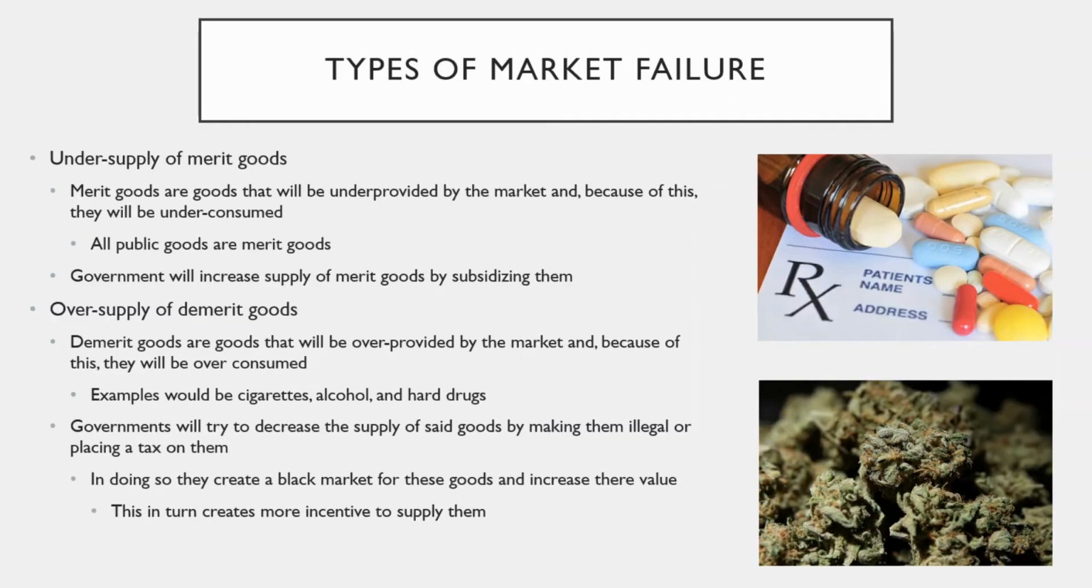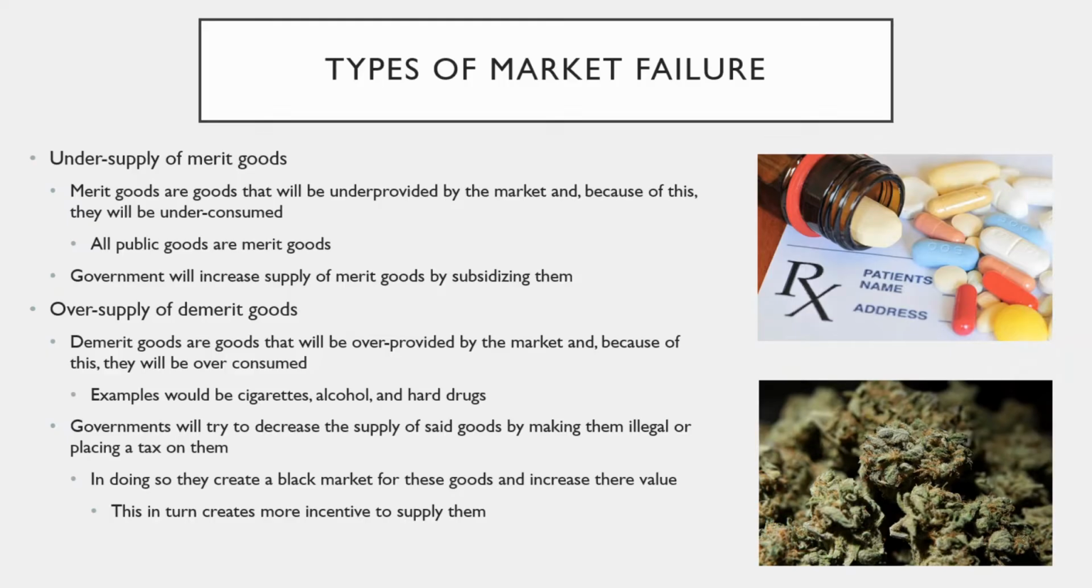Next thing is undersupply of merit goods. Merit goods are goods that will be underprovided by the market, and because of this will be underconsumed. All public goods are merit goods for the most part. Government will try to increase the supply of merit goods by subsidizing them.